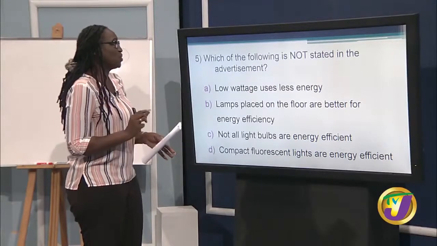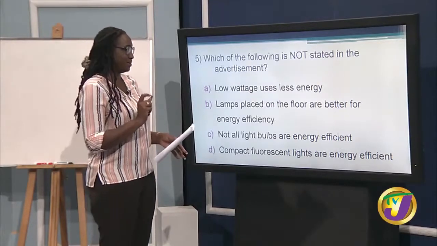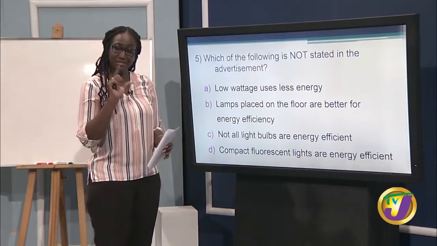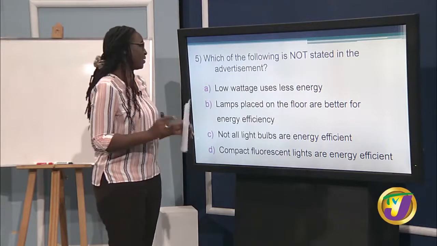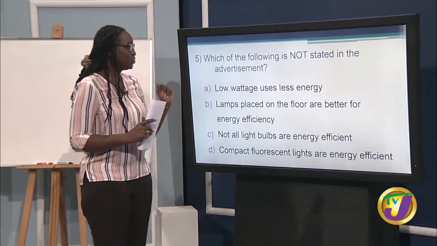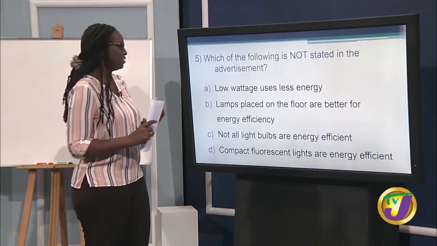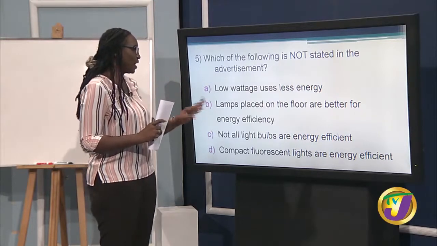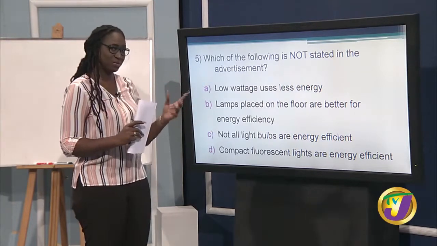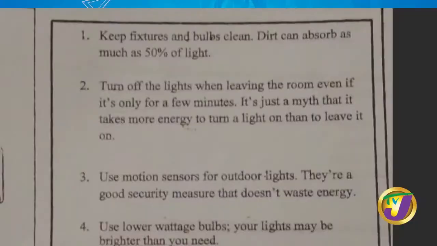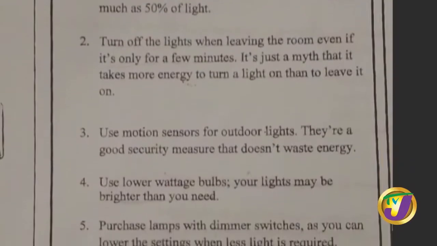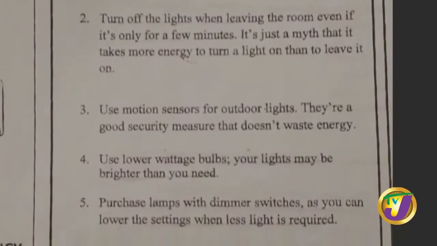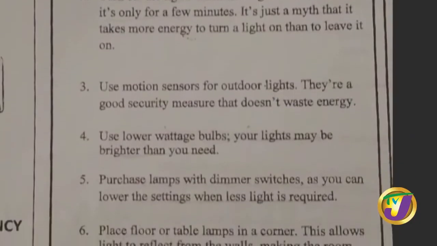Next question. Which of the following is not stated in the advertisement? And again, the not is highlighted. So remember, you're looking for what was not there. So low wattage uses less energy. Was that there? Lamps placed on the floor are better for energy efficiency. Was that there? Not all light bulbs are energy efficient. Was that there? Compact fluorescent lights are energy efficient. Was that there? One of these things was not mentioned.